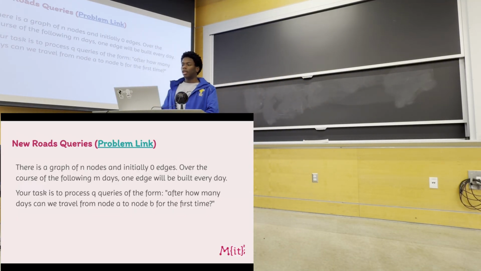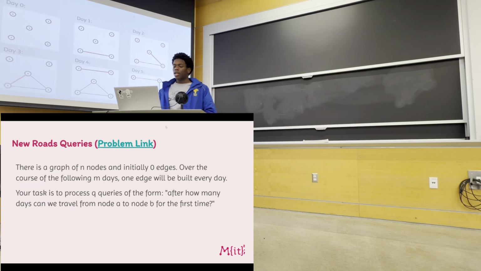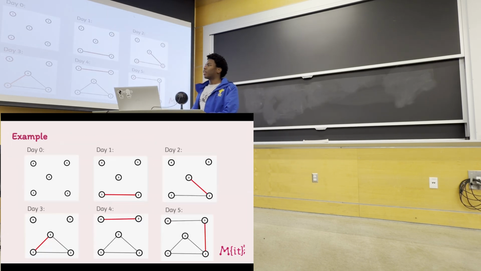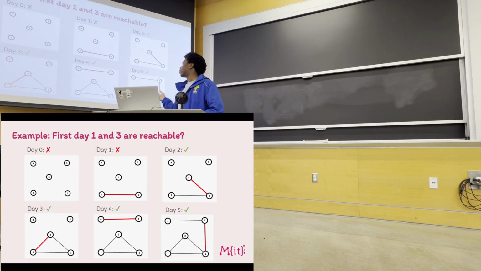We're still on small to large merging, and another application for it is the offline connectivity query problem. The idea is that you have a graph and you add edges to it over time, and for a number of queries you want to answer, given A and B, what was the first day that you could take a walk between the two? For example, here, if the query was 1 and 3, then the first day would be 2, as that's the first time when 1 and 3 are in the same connected component.